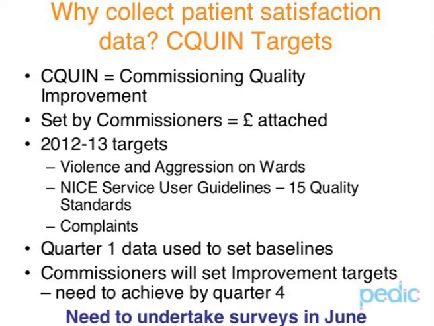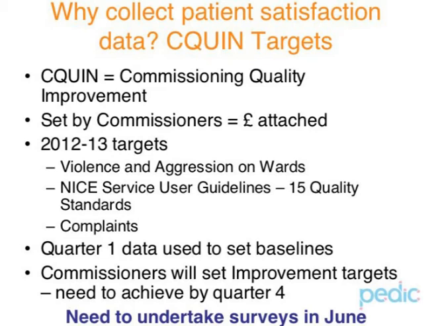For our targets this year, under the patient experience CQUIN targets, we've been given 3 different areas we need to collect data on. The first one is looking at reducing violence and aggression on wards. The next one is that the Trust has to assess itself against the NICE service user guidelines, of which there are 15 quality standards. We also need to look at complaint procedures and if service users feel it's easy to complain.